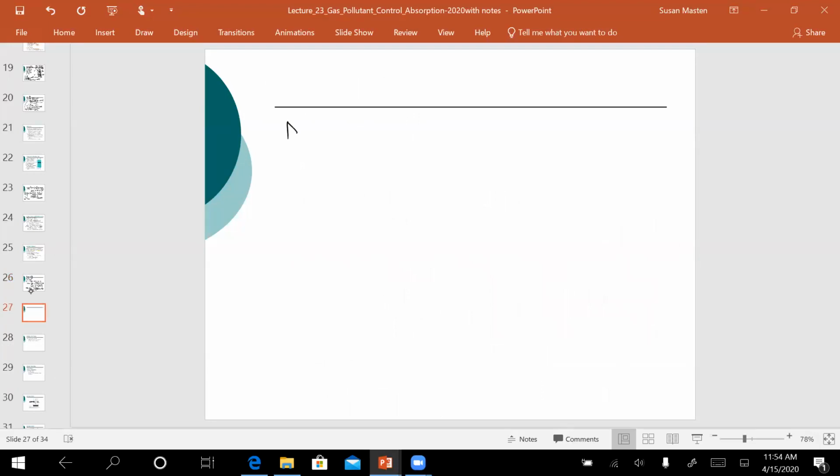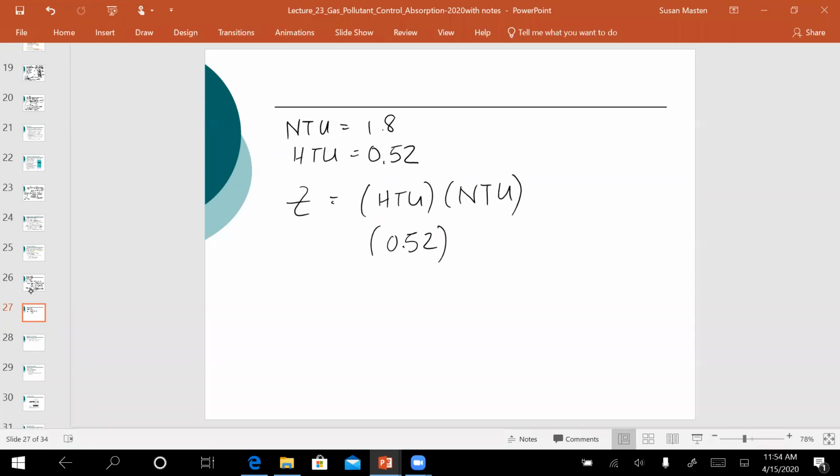Okay, and we said that NTU is equal to 1.8. The HTU we calculated as 0.52. So the height of our unit that we need is the height of the transfer unit times the number of transfer units. That is 0.52 times 1.8, and that is 0.93 meters. So we need a column about 1 meter high. That's much, much less than what we calculated previously for that previous example.